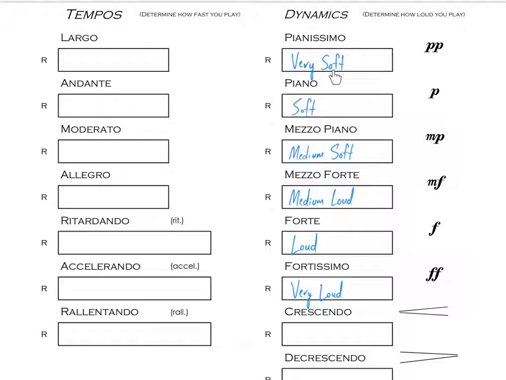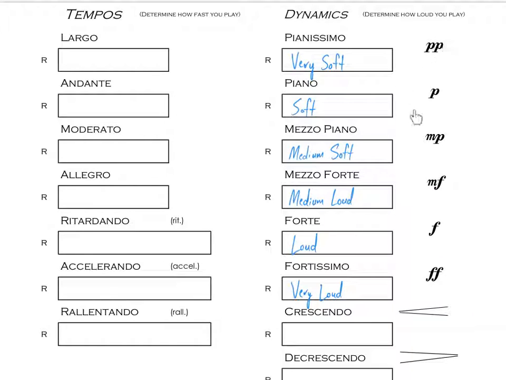Pianissimo, double P, very soft. Single P, piano, soft. Mezzo piano, signified by MP, italicized, medium soft. MF, medium loud. Getting louder, forte means loud, and double F means very loud. So softest to loudest. There you go.